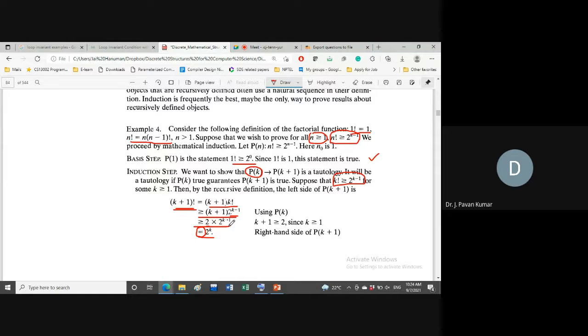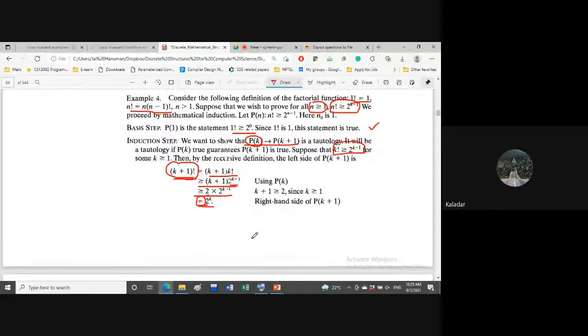Whatever we have written in the previous step, with respect to that we are writing here, not with respect to this. So k plus 1 factorial can be written as greater than or equal to 2 power k. So P of k plus 1 is also true, we can say it is a tautology, and we can claim the statement n factorial is greater than or equal to 2 power n minus 1. Clear? Any doubt? Clear, sir.